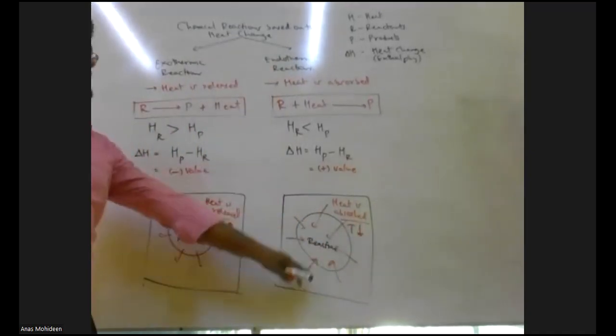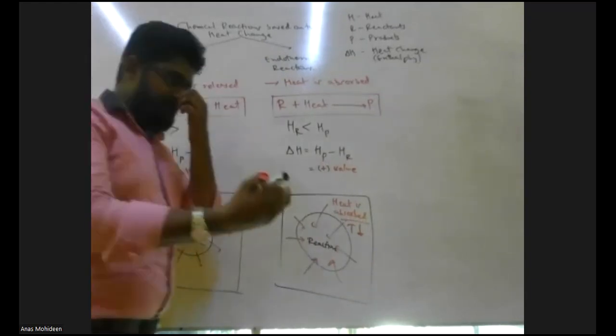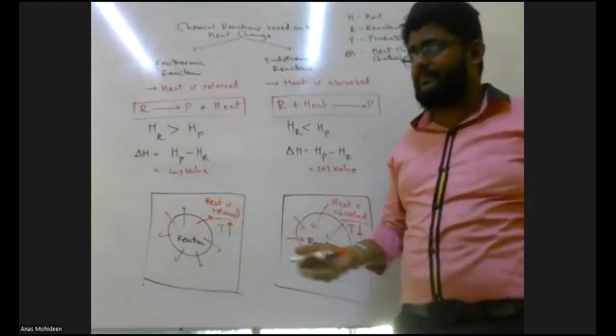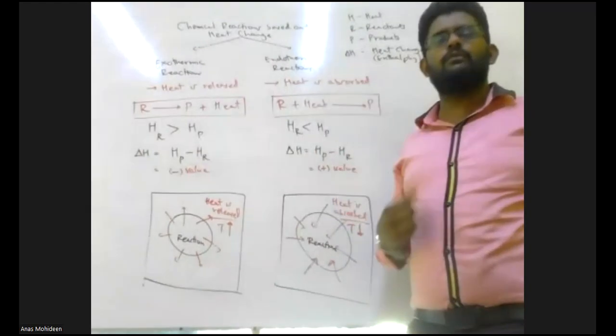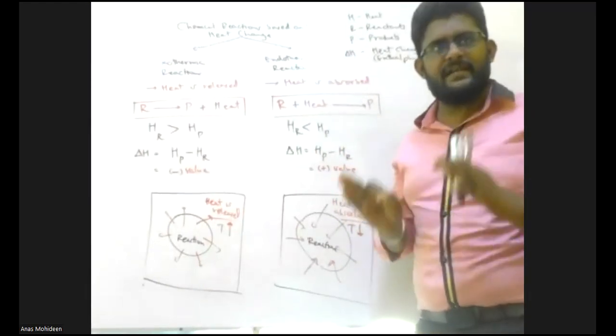So this is why the temperature is reduced during endothermic reactions. Let's say you are starting at 50 degrees Celsius. After the reaction is completed, it becomes about 35. So the temperature has reduced. Why? Heat is absorbed during the process. So what type of reaction is it? Endothermic. Did you understand?